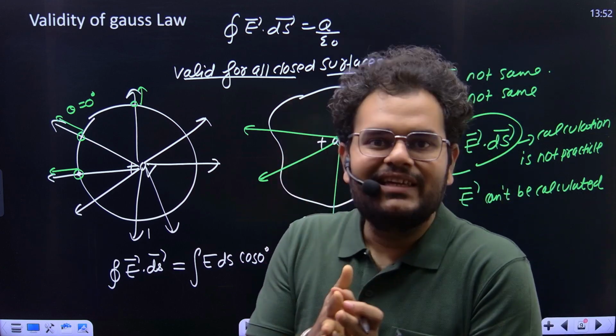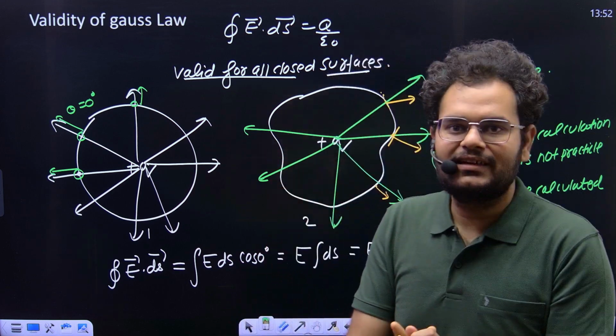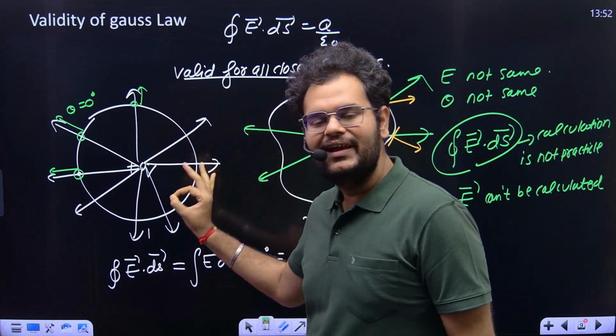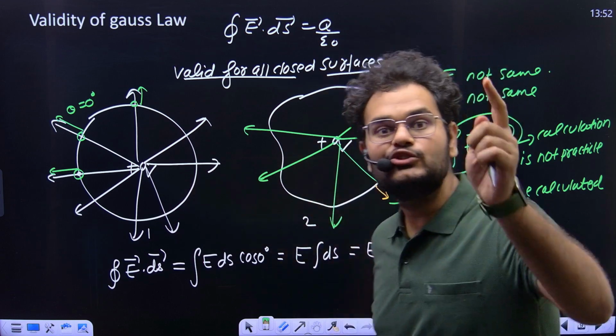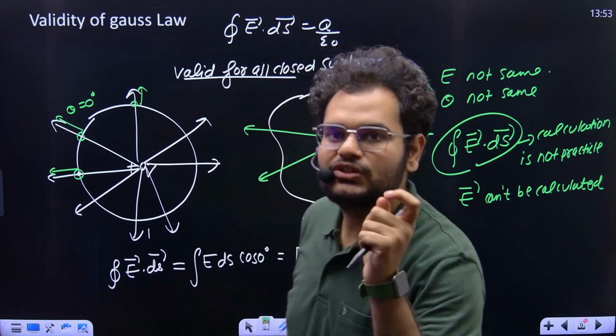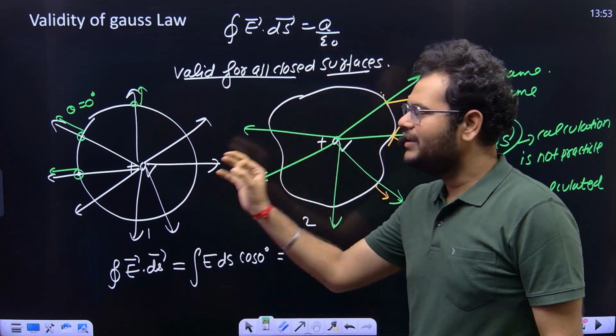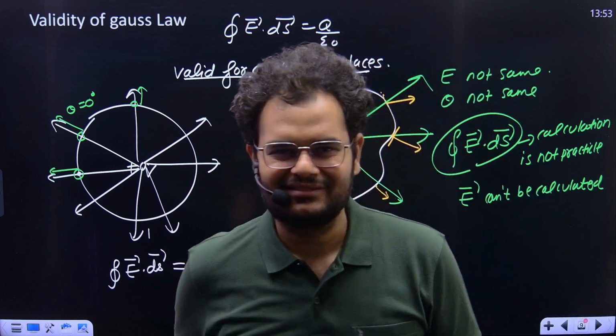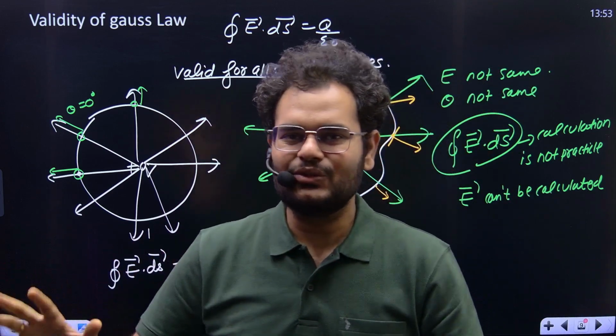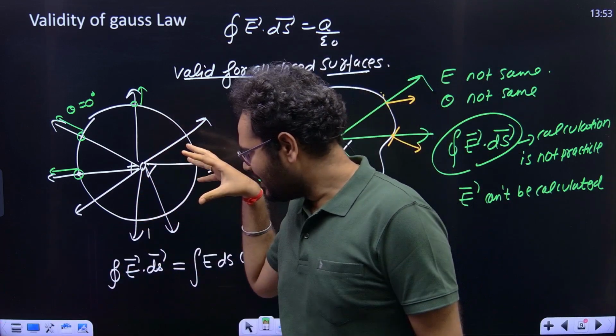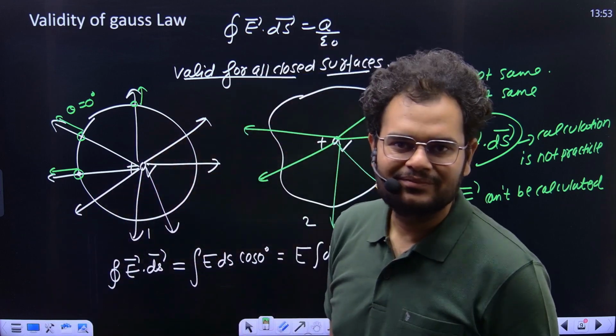What I am saying is, whenever the surface is symmetrical, then Gauss law is valid. Asymmetrical, then also Gauss law is valid. But calculation of electric field is only possible when everything is perfect in the place. Angle is also same, area is also same, and in fact the electric field magnitude is also same. Are you getting it?